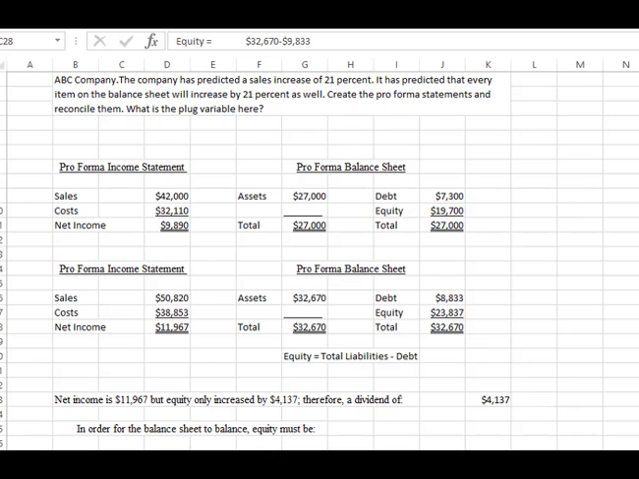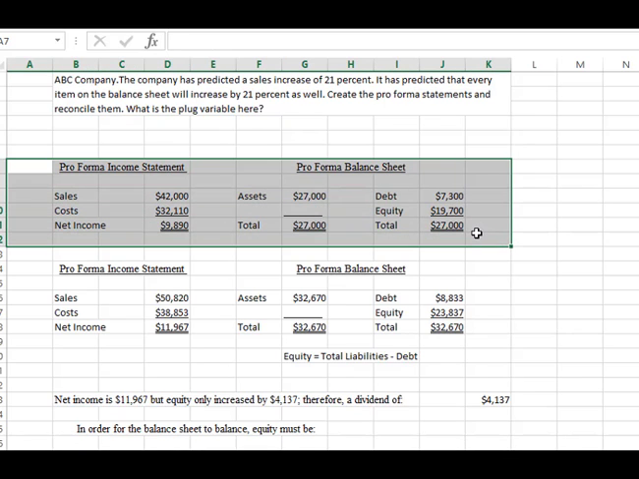The problem has been set up and given to us in the form of a pro forma income statement and balance sheet. As you can see on my Excel spreadsheet, it is the first two that we have here. I'm going to bring my mouse over and highlight this. These two sets were given to us. The income statement of sales was $42,000. The cost of doing business was $32,110, and our net income was $9,890, which is just a subtraction of those two numbers.